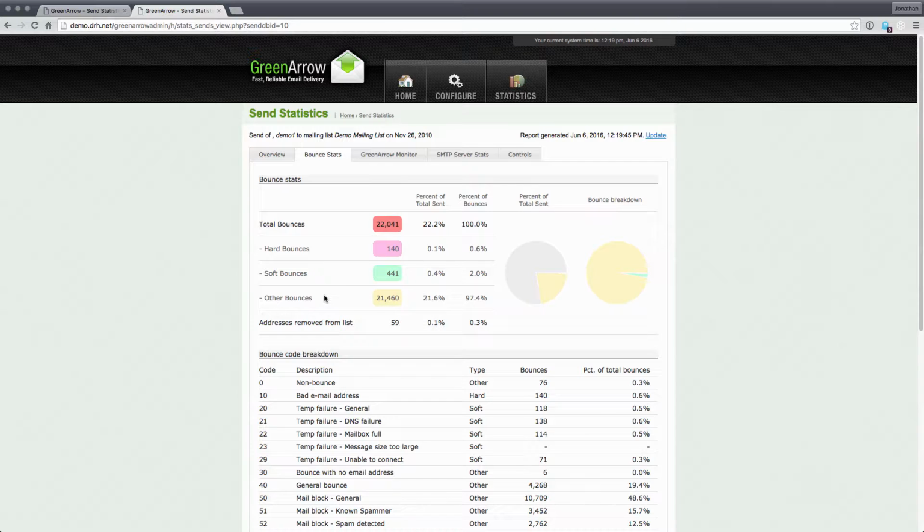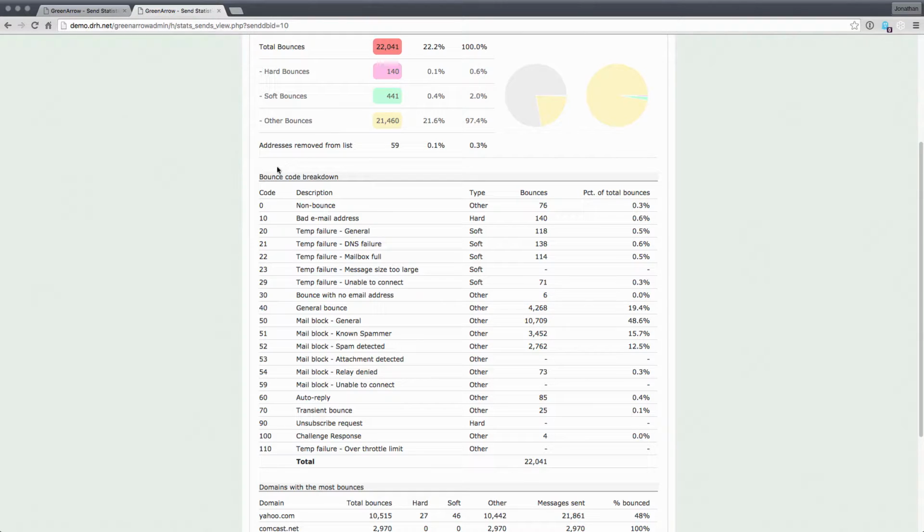Other bounces are problems with the sender, which means we would never deactivate a subscriber due to an other bounce. If we look down below, we can see the bounce code breakdown. Other bounces are typically mail blocks for either reputation issues or blacklisting, or sometimes due to network issues.